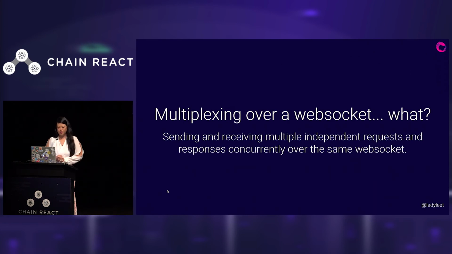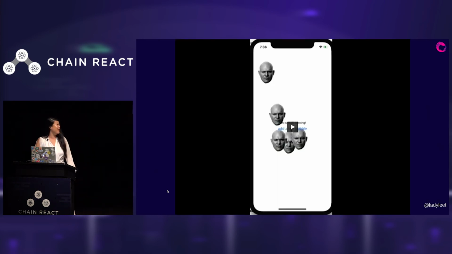So multiplexing in our case is when you're sending and receiving multiple independent requests and responses concurrently over the same WebSocket. So why would you need to actually multiplex? Because it helps reduce the amount of overhead of opening multiple WebSockets when you're receiving real-time updates from the client and from the server, or if you want to do something like continuous streaming. So that's exciting, but let's see how we're going to make this really cool thing.